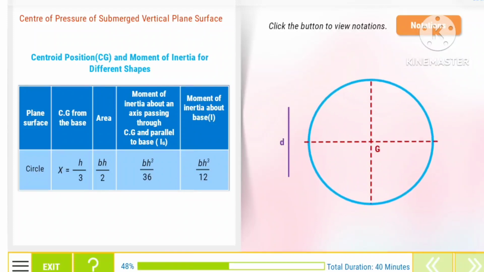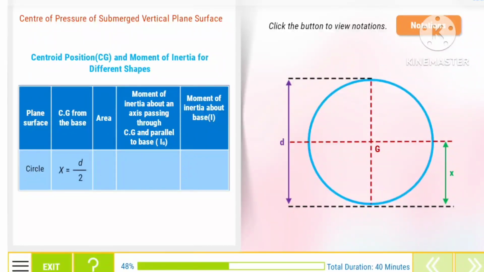The third plane surface is the circular surface. For that, the CG from the base x is equal to d by 2. The area is pi d squared divided by 4. The moment of inertia about an axis passing through CG and parallel to base, IG, is equal to pi d to the power 4 divided by 64. The moment of inertia about base, I, is none.